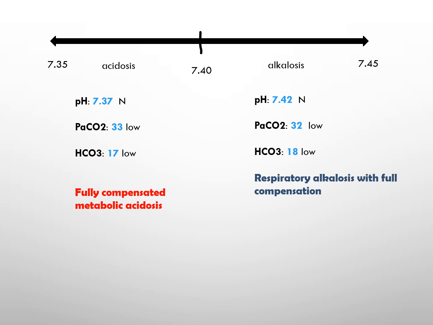Although the blood pH is normal, the carbon dioxide and bicarbonate levels are abnormal. To determine if it's metabolic or respiratory, we check which side of the pH spectrum it falls on, and in this case, it's on the alkalotic side. When bicarbonate decreases, it helps bring the high alkalotic blood back to normal.